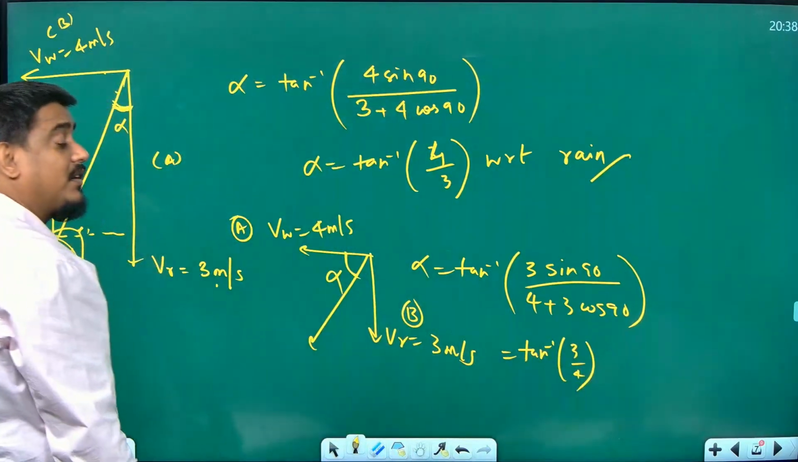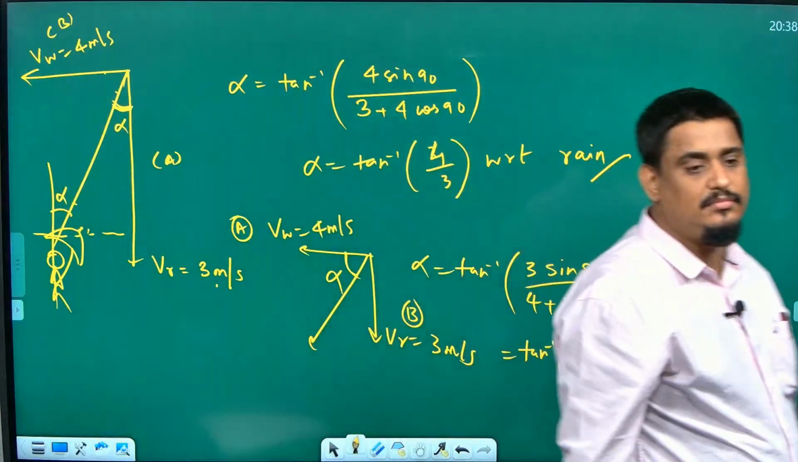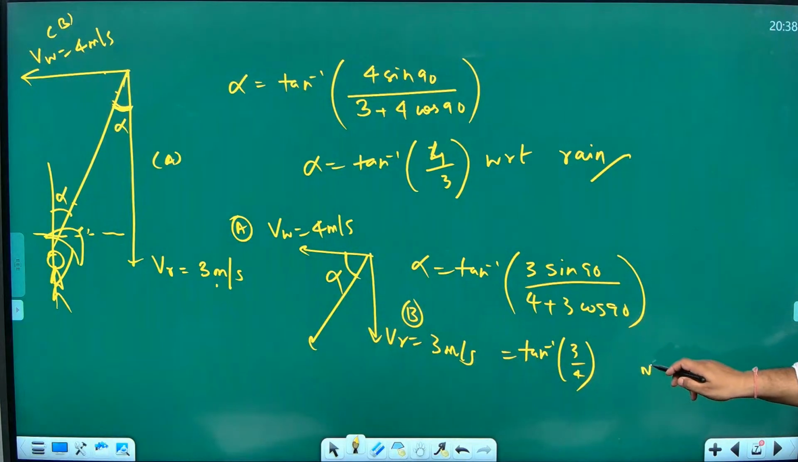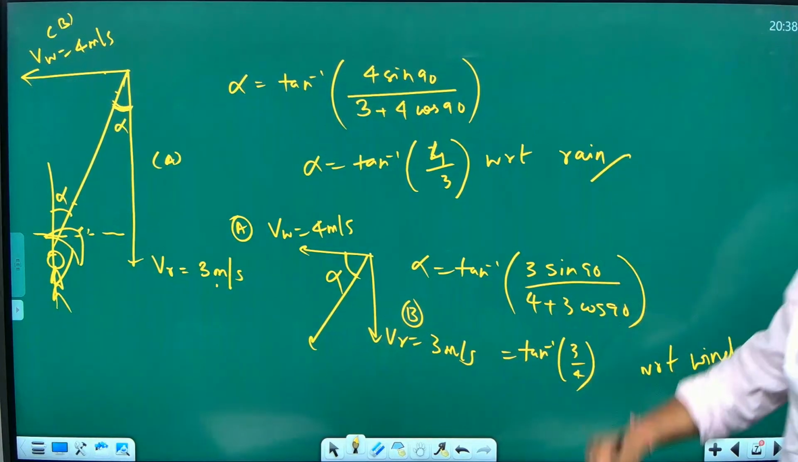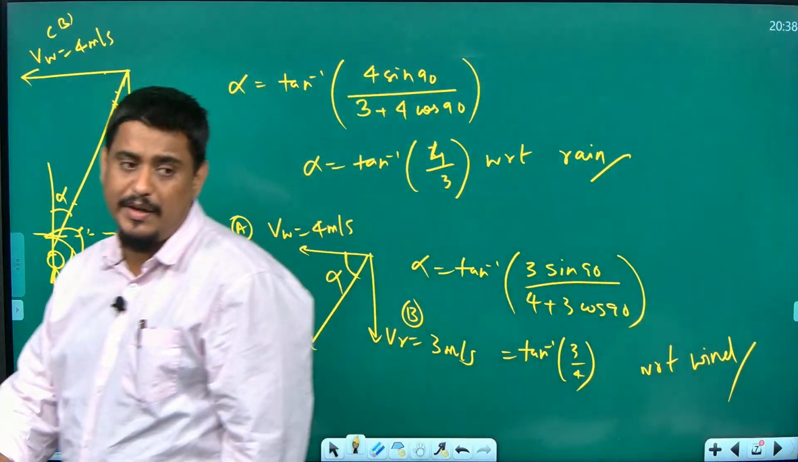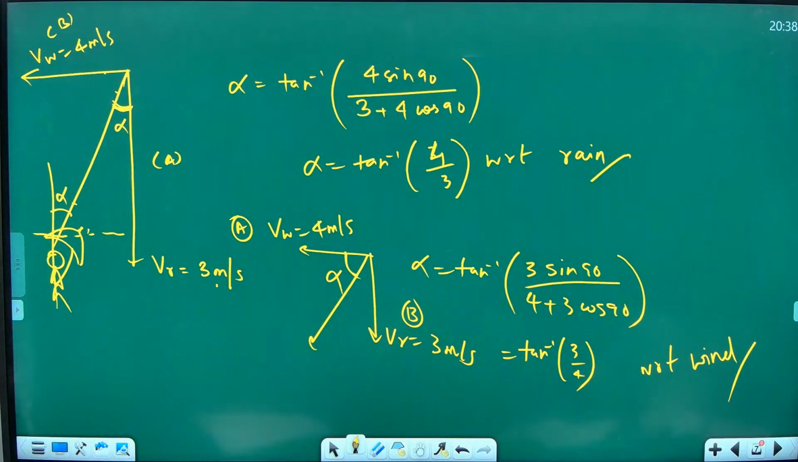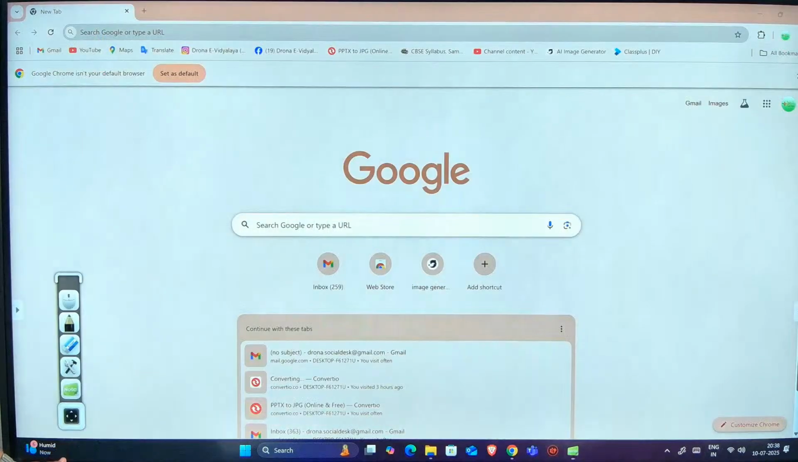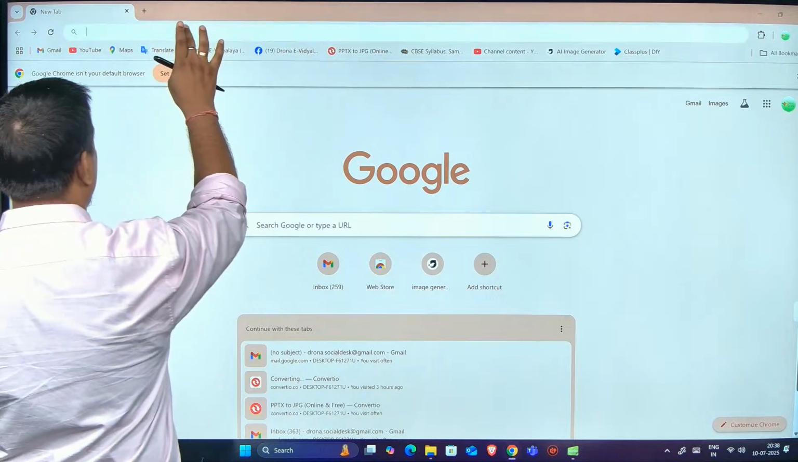But with respect to what? Wind. So Karthikeyan, this answer is also correct, and this answer is also correct. Both are correct in their own way. I hope you understood, Karthikeyan. Any problem? No, sir. Okay.